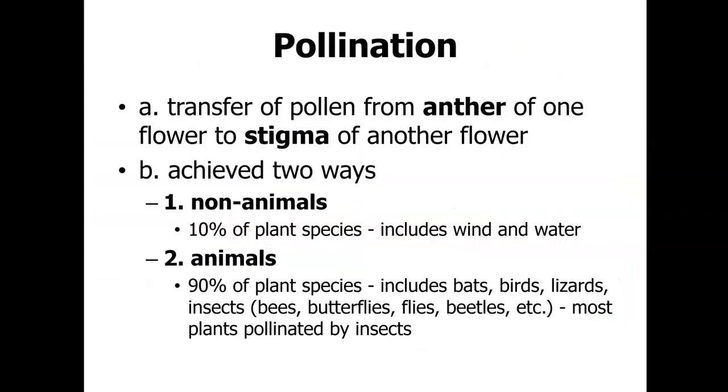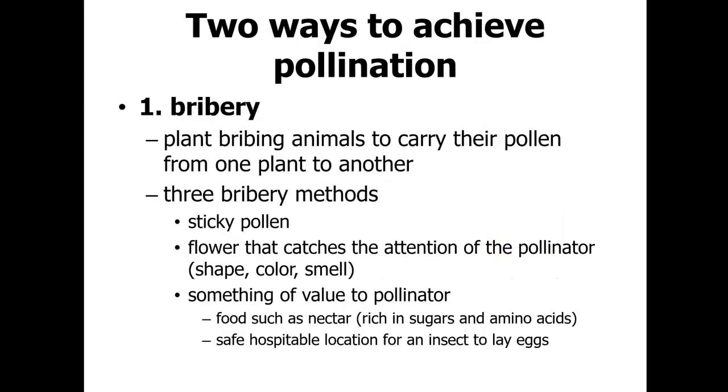Pollination is going to be the process of the transfer of pollen from the anther of the flower to the stigma of the flower. It's going to be achieved in 2 ways, like we looked at. The non-animals are going to be about 10% of the plant species. And like we said, that is going to be wind and water. Animals are going to be about 90% of plant species, and that's going to include the ones that we just looked at, the bats, birds, lizards, insects, and most plants are going to be pollinated by the insects. So they're a majority of the pollinators.